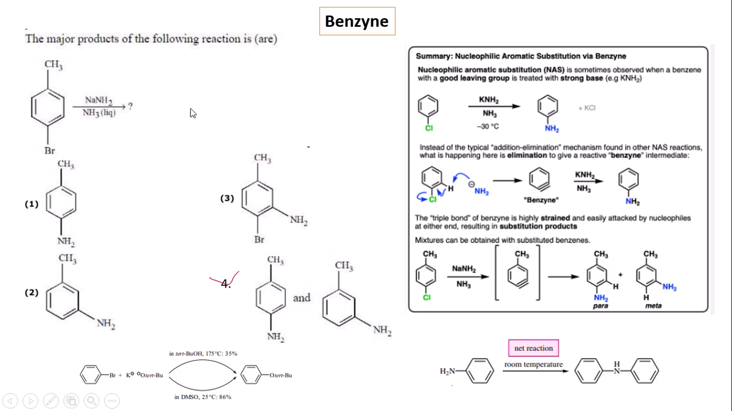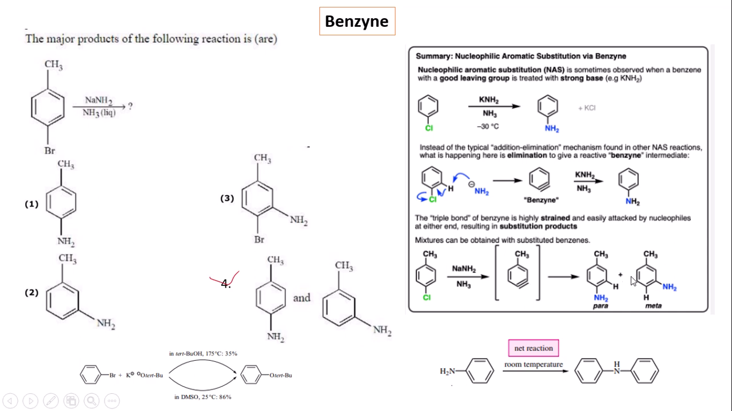Now we are going to the major product of the following reaction. In the case of sodium amide in liquid ammonia, the hydrogen and Br are eliminated from the system and produce the benzyne intermediate, and this benzyne intermediate can add the amine, NH2 minus, which produces two isomers. One is the para isomer, another is the meta isomer. Here the para isomer is less stable and the meta isomer is more stable.